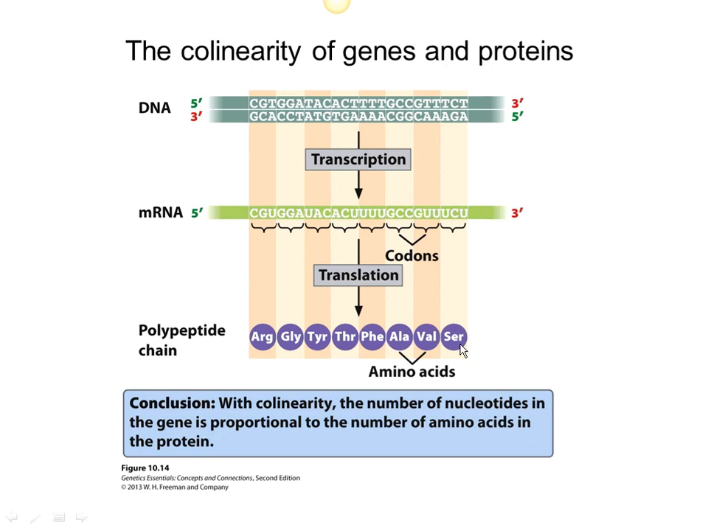So collinearity means that, depending on where a mutation happens, you'll get an effect on the protein at a place that is equivalent to where it happens in the DNA.